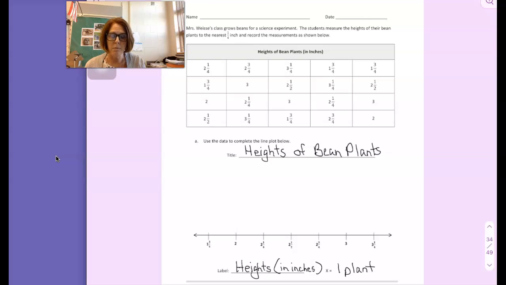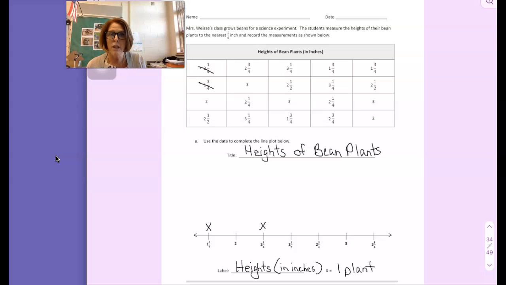So what I'm going to do, I'm going to look at the first one and it's 2 1/4. So I'm going to go down here and make an X at 2 1/4 and then I'm going to put a line through that so that I know I did that one. Okay? I'm going to go down the row. You can go across or down, it doesn't matter. I'm going to go to the next one, 1 3/4. So I'm going to go here and put an X for 1 3/4. You're matching up those measurements.